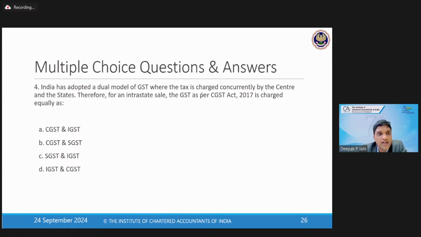Fourth question, India has adopted a dual model of GST where the tax is charged concurrently by the center and states. Therefore, for an intra-state transaction, GST as per GST Act is charged equally as what?